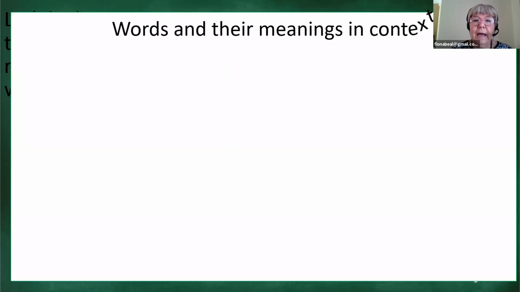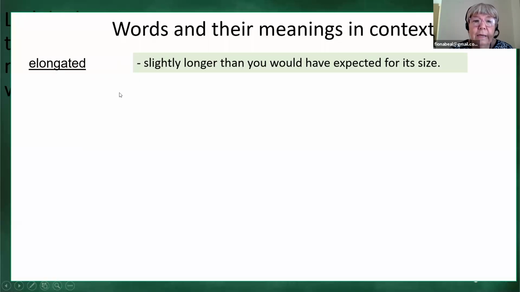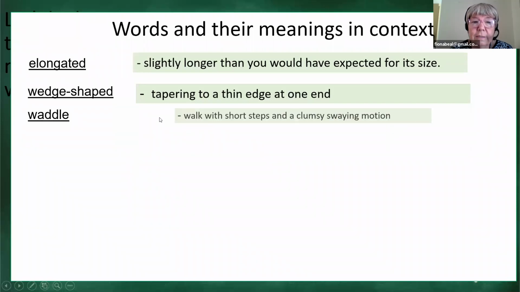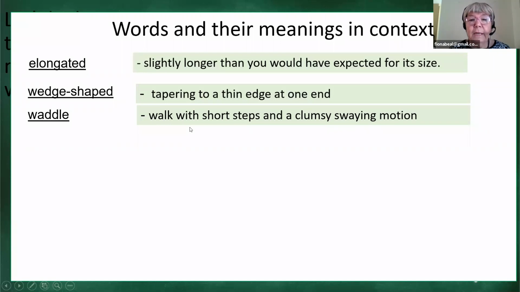Well, let's go on. Now, before we read, let's go over some of the words you're going to come across in the reading so that you'll be familiar with them. We've come across this word already, elongated. Its body's elongated. It means it's slightly longer than you would have expected for its size. It's got a wedge-shaped tail. That means it tapers to a thin edge at one end. It waddles. It doesn't walk, it waddles. That means it walks with short steps and a clumsy swaying motion. It goes from side to side like that.